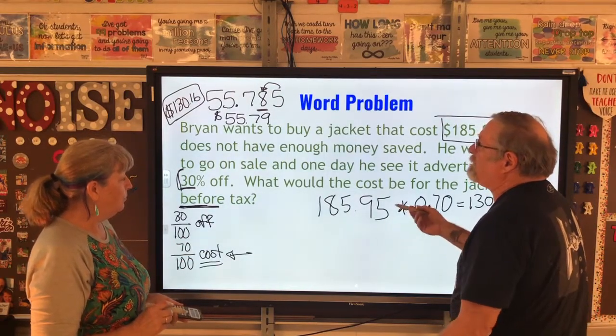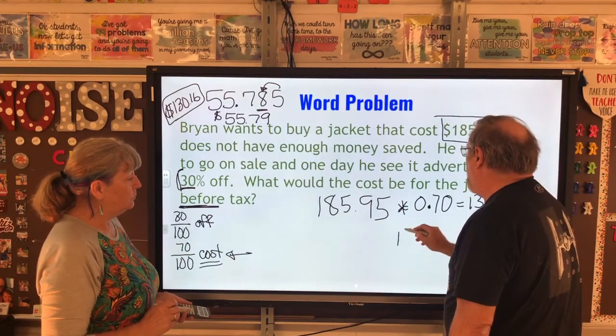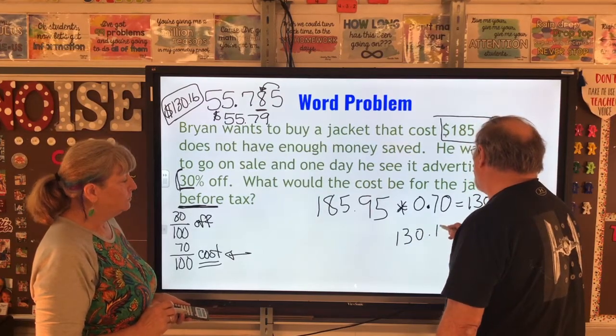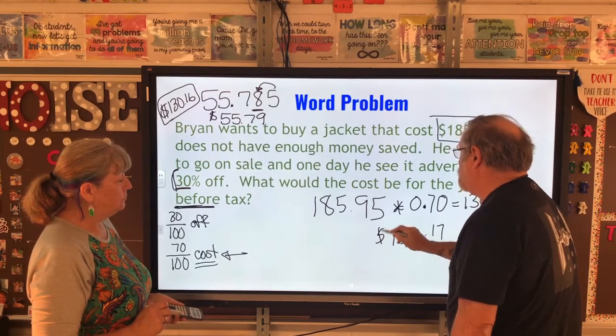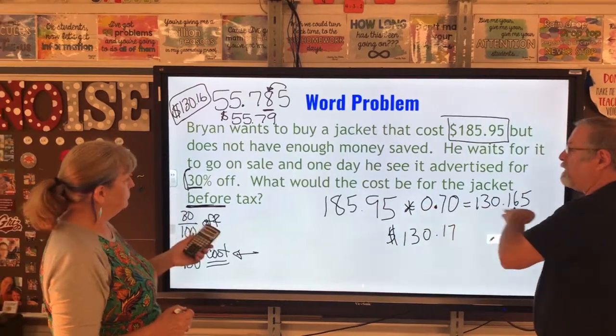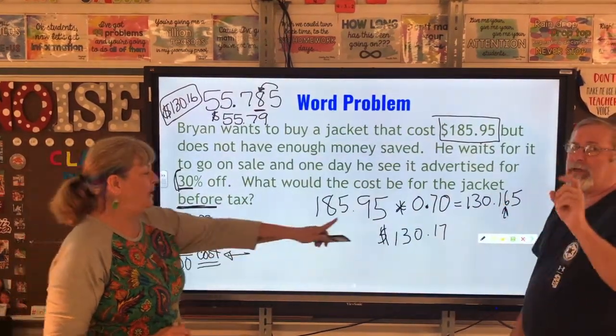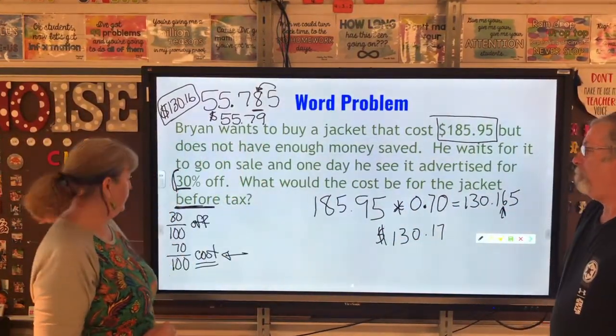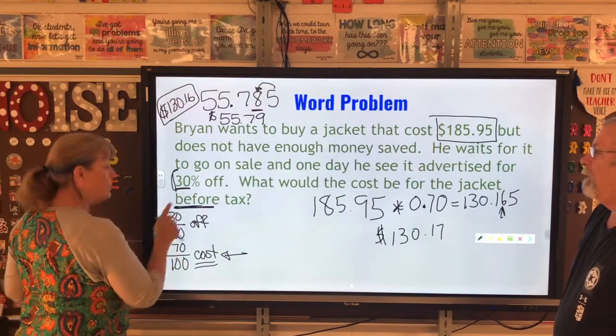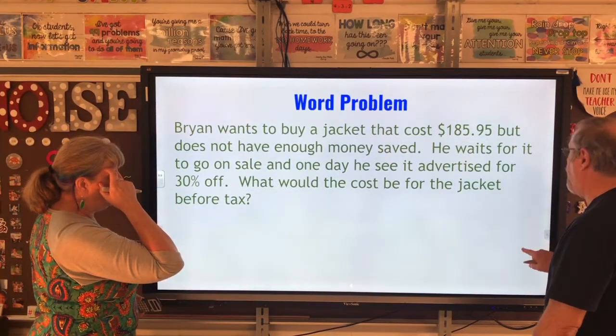Okay, so the price of the jacket really is the same. $130, in this case, 17 cents. So you can do it in one step. Just be careful about that rounding. Okay. All right. Going on to the next one. I think you need to erase the board. Got rid of that.